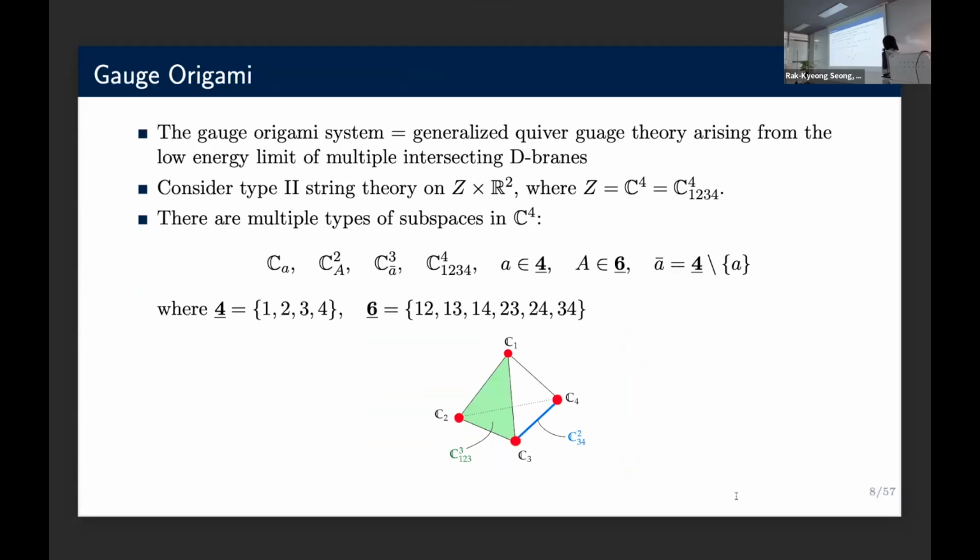The gauge origami system is a theory arising from the low energy limit of multiple intersecting D-branes. For example, if you consider type IIA string theory on Z times R2, where Z is C4, you can think of multiple types of subspaces in C4: C, C2, C3, and C4. This can be described by a tetrahedron. The vertices are given by C, the edges by C2, the faces by C3, and the total tetrahedron by C4.